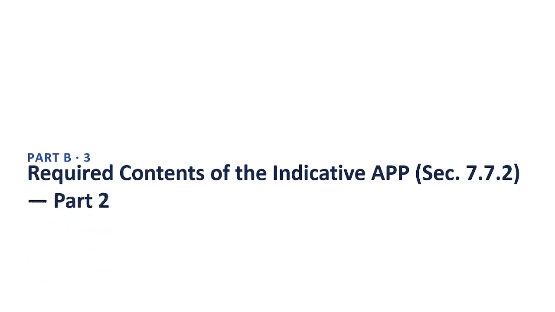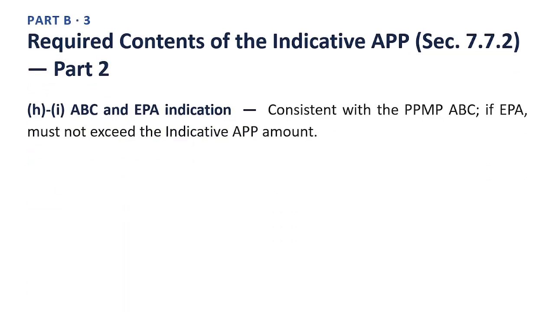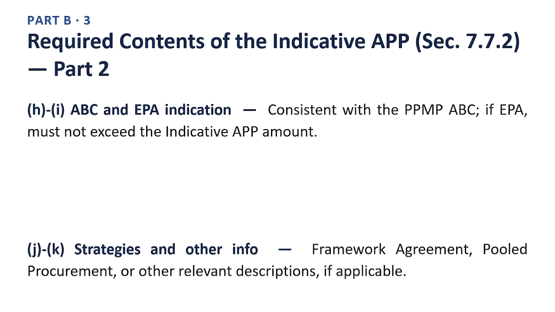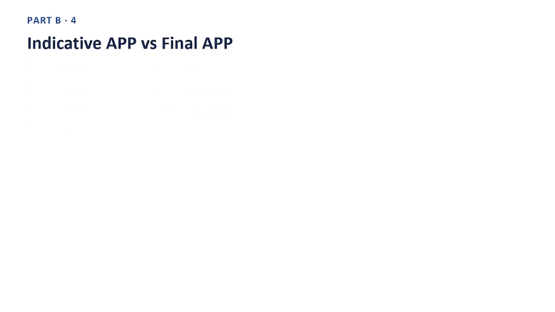Next slide. Required contents of the indicative APP, Section 7.7.2, Part 2. H, I, ABC and EPA indication. Consistent with the PPMP ABC, if EPA must not exceed the indicative APP amount. J, K, strategies and other info. Framework agreement, pooled procurement, or other relevant descriptions, if applicable. Keep each of these items in mind as a required element, not an optional one.